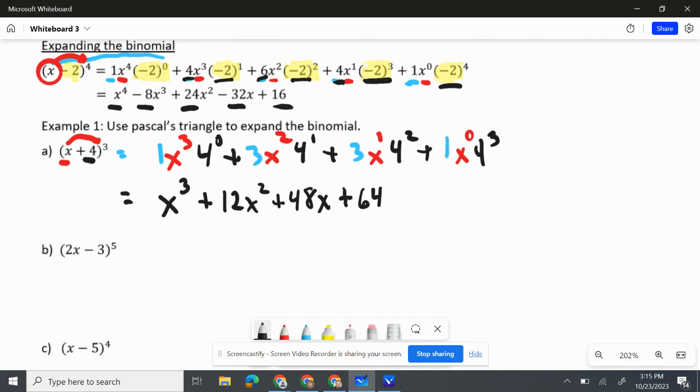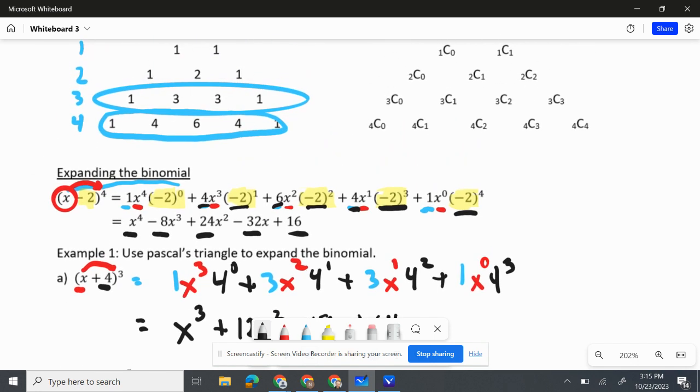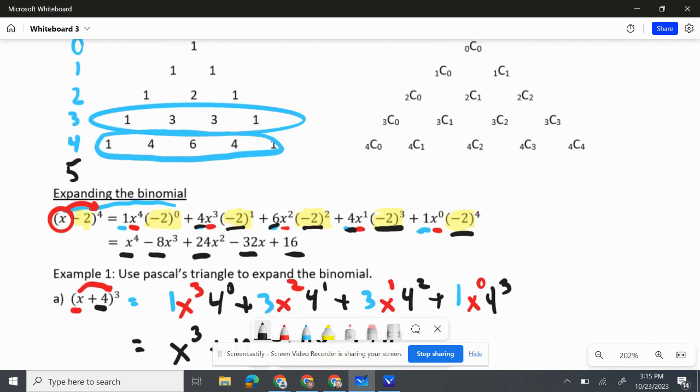Now the next one's a little bit more difficult. It's to degree 5. Now if we look at Pascal's triangle, we don't have a 5, so we have to come up with a 5. Now there's a pattern. We notice that the end numbers are all 1, so it makes it easy to figure out what our end numbers are. And the middle numbers are the sums.